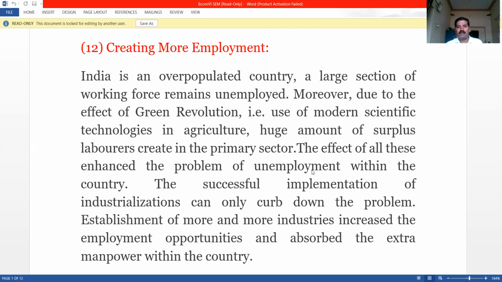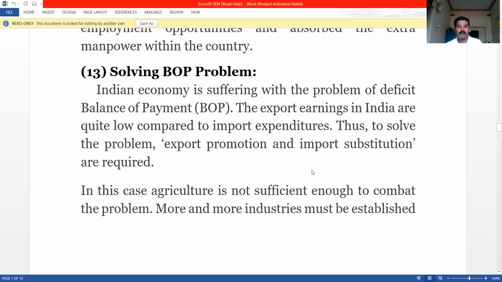Moreover, due to the effect of the green revolution, that is, the use of modern scientific technologies in agriculture, a huge amount of surplus laborers is created in the private sector. The effect of all these enhances the problem of unemployment. Within the country, the successful implementation of industrialization can alone curb the problem. Establishment of more and more industries increases employment opportunities and absorbs the extra manpower within the country.